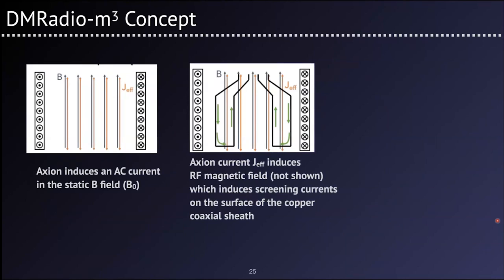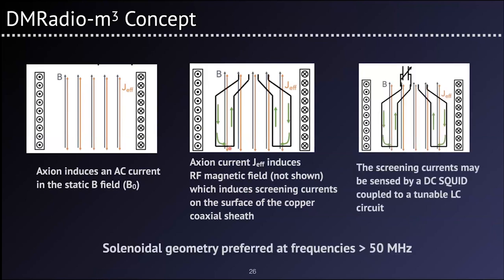This axion current then induces an RF magnetic field, not shown in this picture, but this induces screening currents on the surface of a copper coaxial sheath. So this copper coaxial sheath you can see here in black. And then finally, the screening currents may be sensed by a DC SQUID coupled to a tunable LC circuit. And so ultimately, the solenoidal geometry is preferred for frequencies greater than 50 megahertz. And that's due to the fact that one has to avoid parasitic capacitance at frequencies above this.